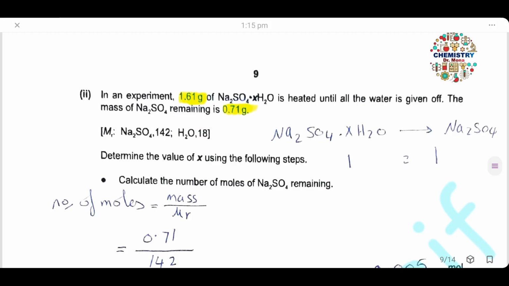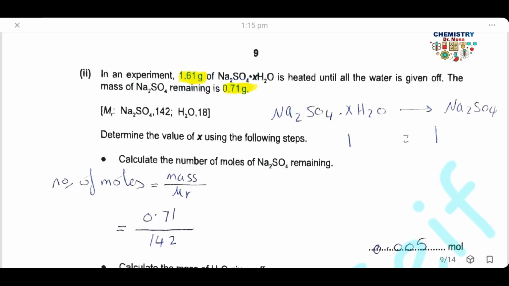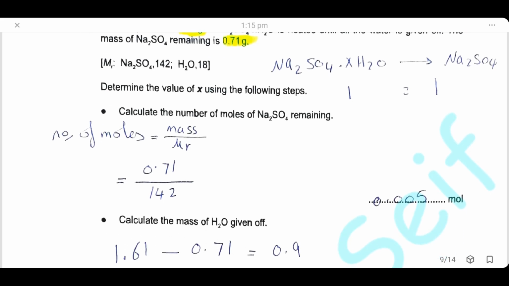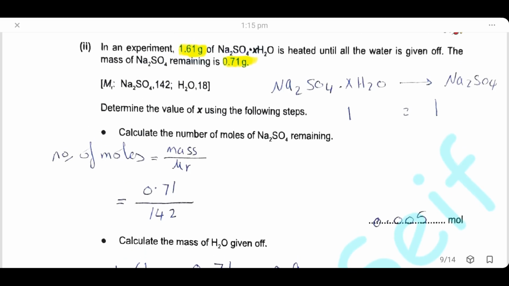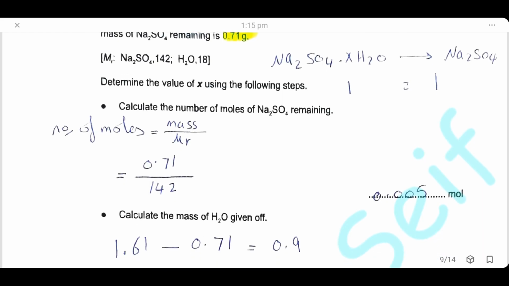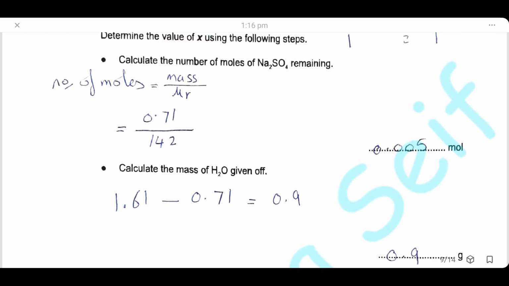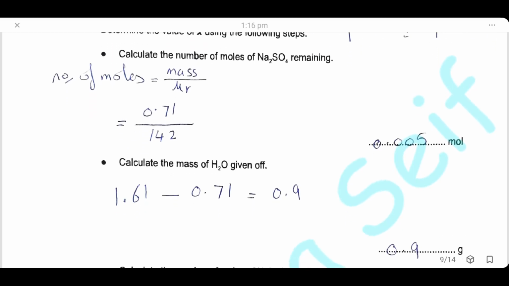In the experiment, 1.61 grams of hydrated sodium sulfate is heated until all the water is given off, and the mass of sodium sulfate remaining is 0.71 gram. Determine the value of X by the following steps. Calculate the number of moles of sodium sulfate remaining. Here we have 0.71 gram of sodium sulfate remaining. We will divide it by the molar mass to obtain the number of moles. The molar mass of sodium sulfate is 142, so the number of moles will be 0.005.